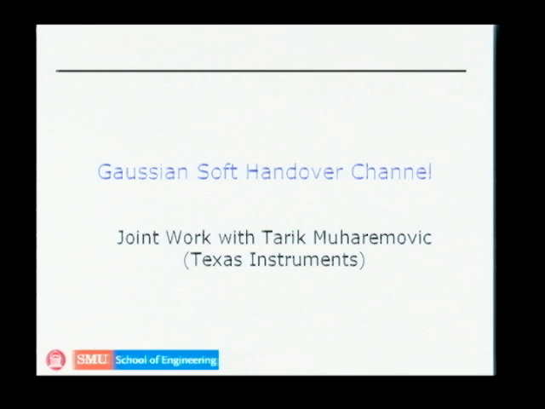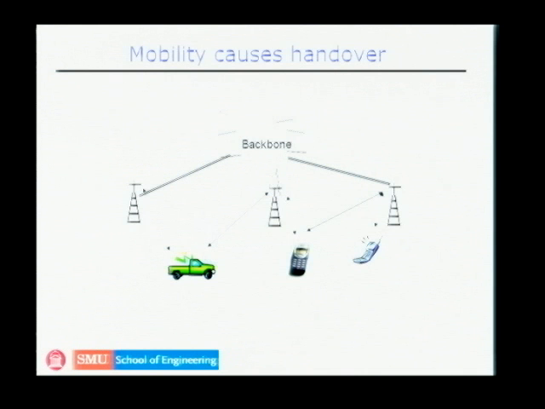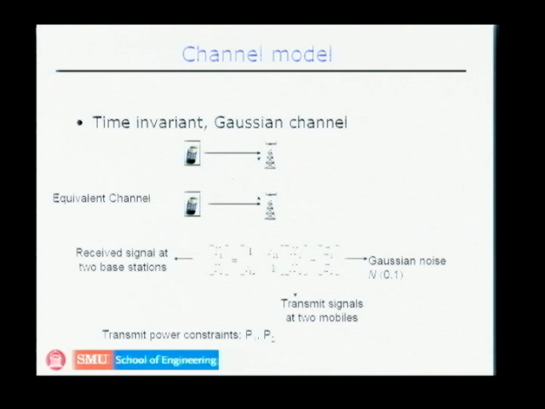Again, this is what we call the Gaussian soft handover channel. I think this is fairly easy to motivate. With mobility, there's a lot of handover across base stations that everybody is familiar with. So what we are going to consider in a Gaussian soft handover channel is basically a two transmitter and two receiver system, your standard time invariant Gaussian channel. So we're not talking of fading, we're not talking of anything, right?